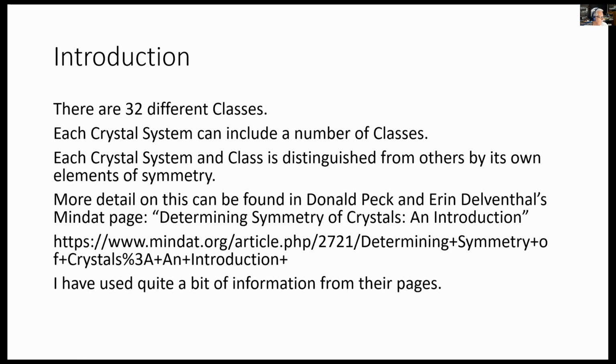All right, there's 32 classes as well. So we've got 7 systems and 32 classes. And in each crystal system, there can be a number of classes. Each crystal system and class is distinguished from the others by its own elements of symmetry. We'll have a look at that in a minute.